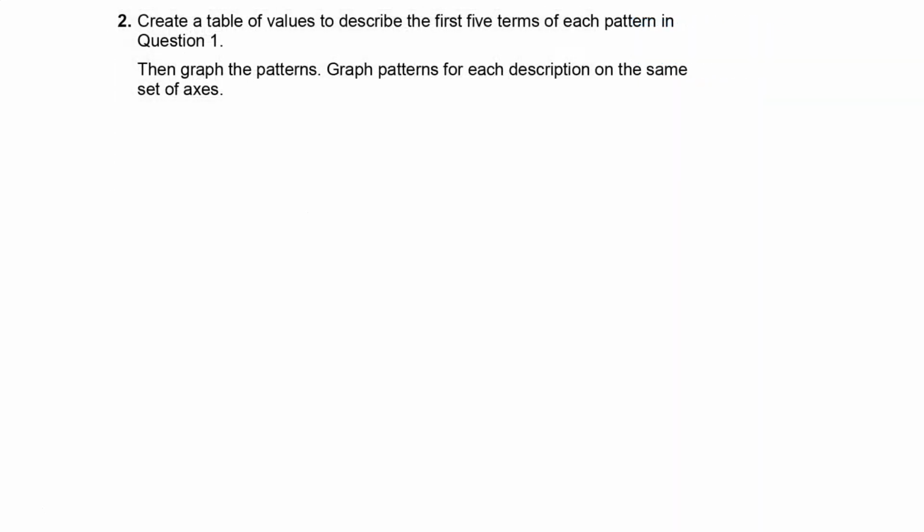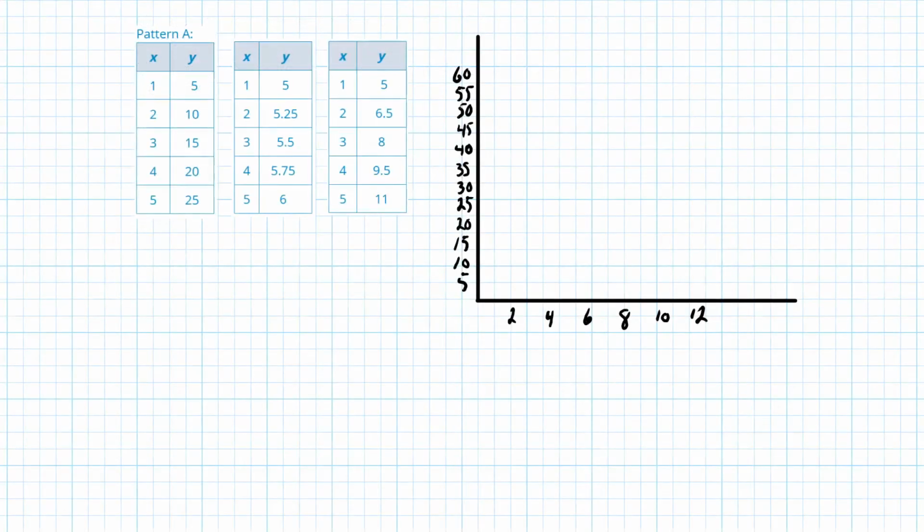Now we're asked to create a table of values to describe the first 5 terms of each pattern in question 1. Then graph the patterns. So let's look at our first table of values here. Pattern A: over 1 up 5, over 2 up 10, over 3 up 15, and so on for 20, 25.